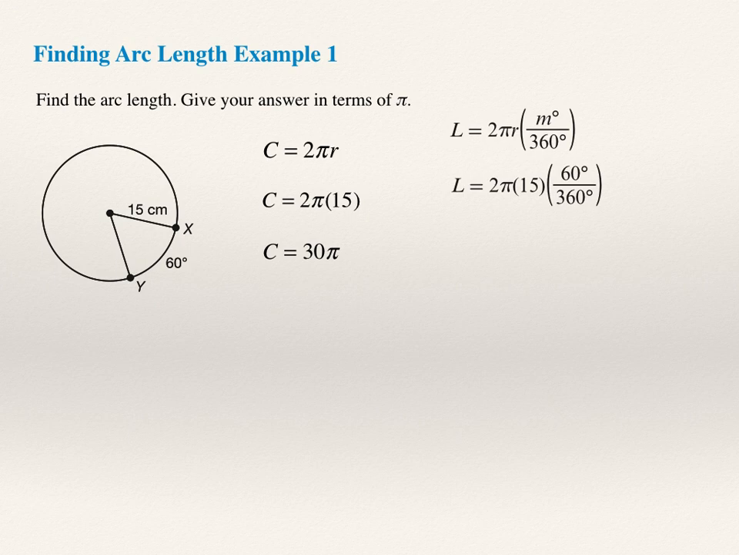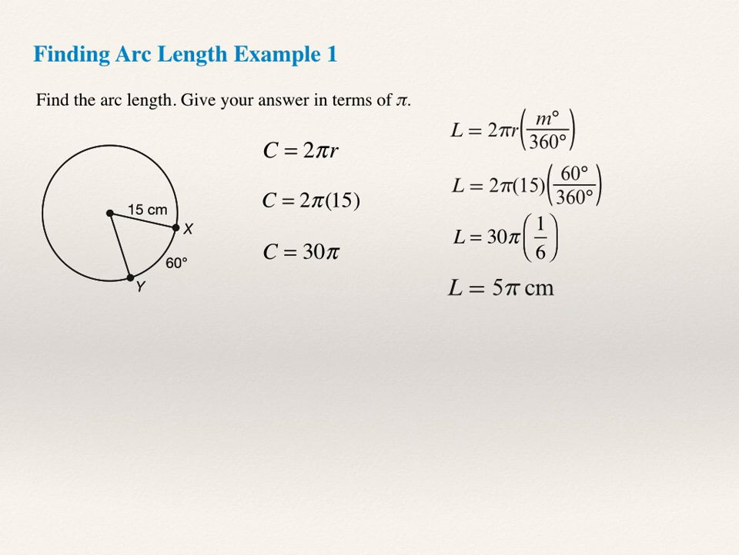Sometimes you can simplify them nicely, and I can simplify that to 1/6. Notice I multiplied 2 times 15 to get 30, pi times 1/6. And now you can simplify 30 times 1/6 by doing 30 divided by 6, which is 5 pi centimeters. That is the distance in centimeters from point X to point Y along the circle is 5 pi centimeters.